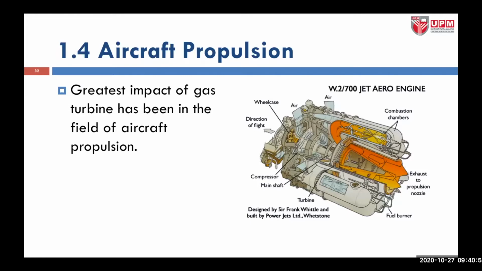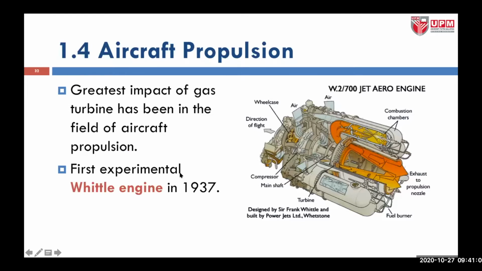The greatest impact of the gas turbine has been in the field of aircraft propulsion. This is an example of the first experimental Whittle engine in 1937. It is quite a classic engine designed by Sir Frank Whittle and built by Power Jets Limited, Whetstone. You can see here it is a compact engine, right?